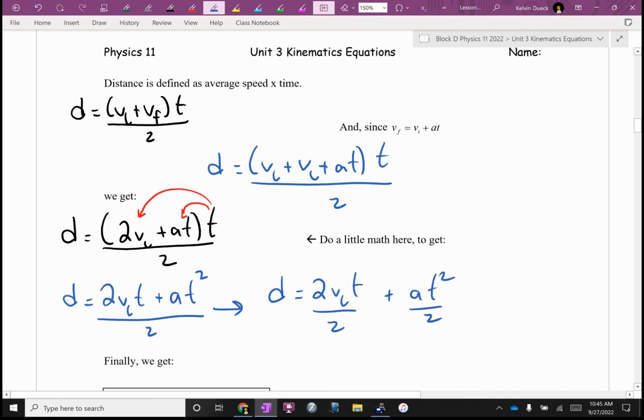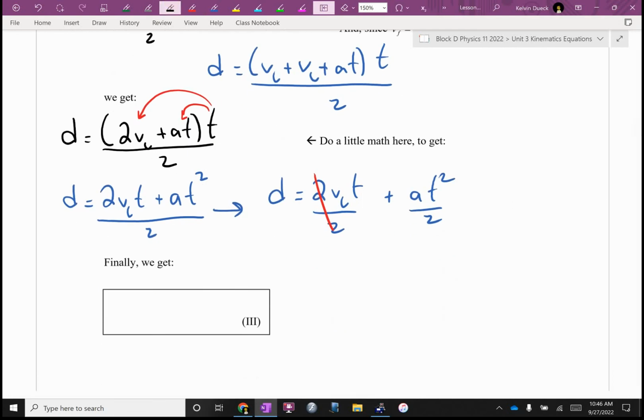Now, why would I split them up? See that first fraction? Is there a T on the top? Is there a T on the bottom? Those T's cancel, and I get this. D equals VIT plus, and then typically instead of writing AT squared over 2, for some reason we just write a half AT squared, because dividing by 2 and timesing by half is the same thing. I think, double check, is that the third equation on that list of 4?